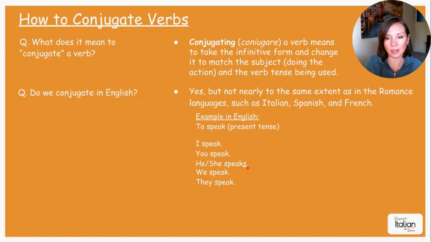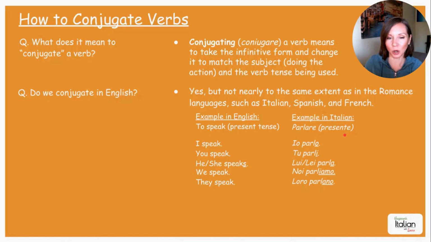as we do in the Romance languages, because in Italian, for the same word, you would use parlare in the present tense: io parlo, tu parli, lui, lei parla, noi parliamo, and loro parlano. You see how the ending is different on every single one of these verbs? That's what we mean by conjugating. And this is just the present tense, for example.